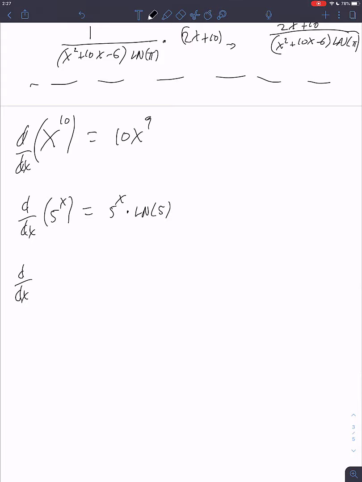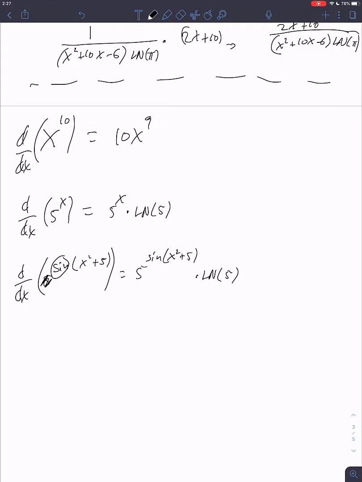As far as using this in a chain rule, let's say we have 5 raised to the sine of x squared plus 5. The derivative of this is going to be the exponential. Anytime you take a derivative of an exponential, 5 to the x, anything to anything, it's always going to be itself, no matter what that is, times ln of this base.